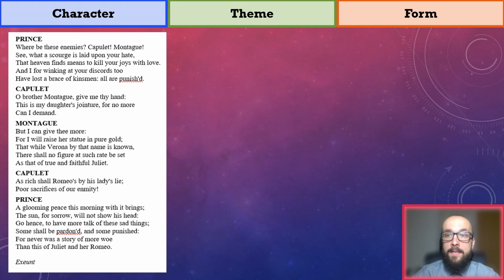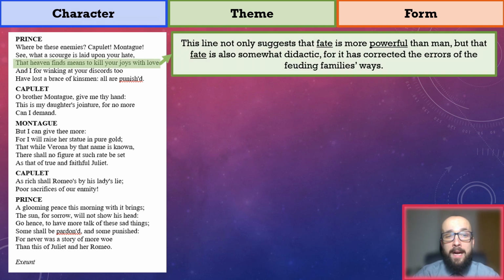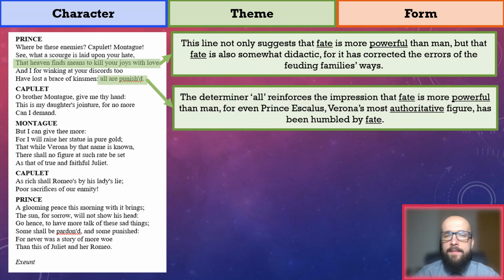His reference to heaven suggests not only that fate is more powerful than man, but that fate is somewhat didactic, for Prince Aeschylus suggests that it has corrected the errors of the feuding family's ways. Moreover, Prince Aeschylus's use of the determiner all in "all are punished" sees him group himself alongside the patriarchs, thus reinforcing the impression that fate is more powerful than man, because even Verona's most powerful authority figure, Prince Aeschylus, has been humbled by fate for not effectively ending the feud sooner.